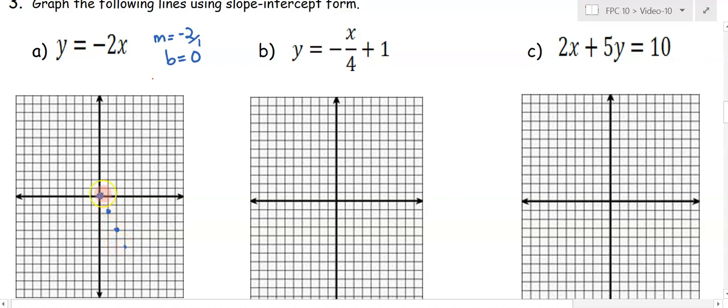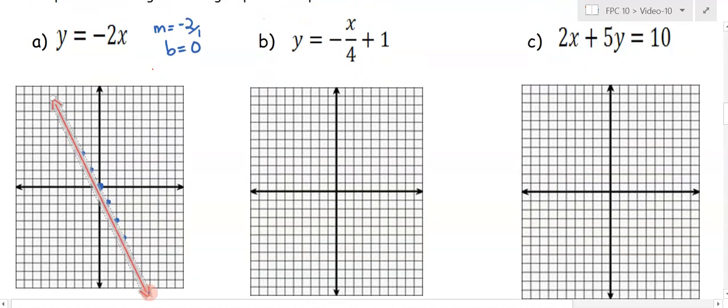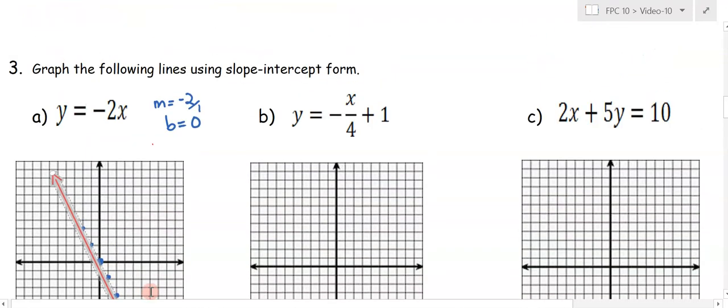Or you could go the opposite direction, up 2 to the left 1, because it's a negative slope, it's falling left to right. The more you do, the more accurate you are. And then you create your line. And that is that line for that function. Let's try the next one.